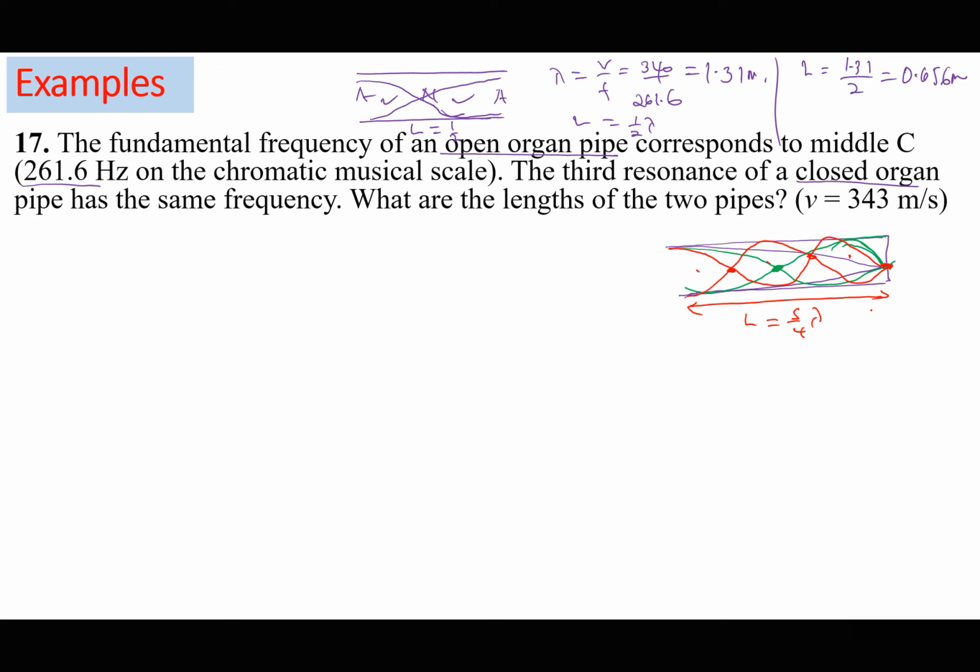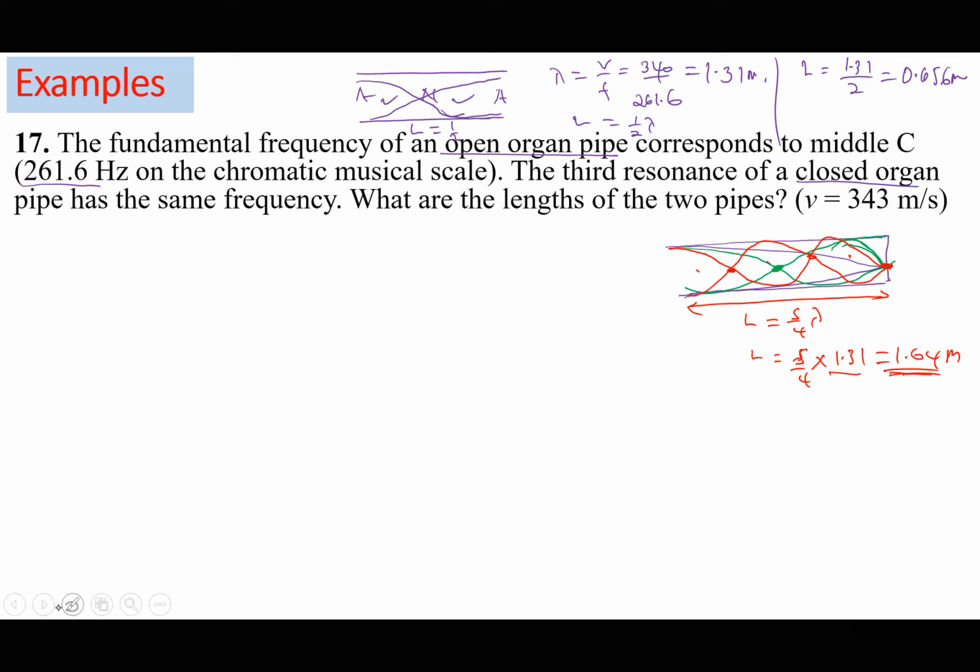Since our wavelength is 1.31, L is going to be 5 divided by 4 times 1.31, which is 5 times 1.31 divided by 4. So this is 1.64 meters. For the closed pipe, it is going to be 1.64 meters if it is the same frequency, because for the same frequency and the same speed, it is going to be the same wavelength. That's why I used 1.31.